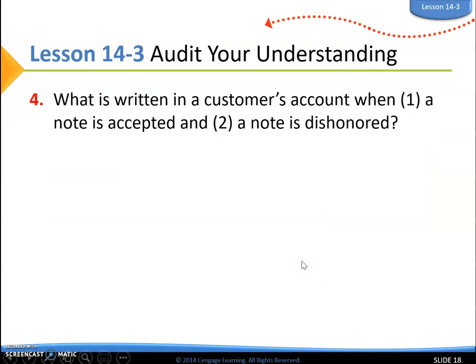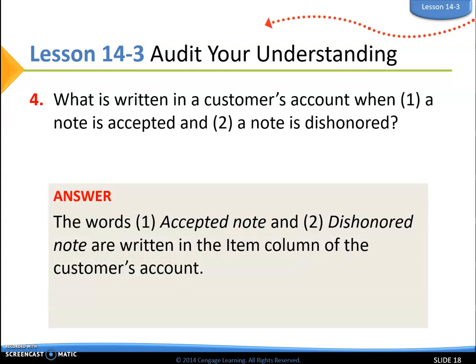Number 4, what is written in a customer's account when 1, a note is accepted, and 2, a note is dishonored? So for 1, when a note is accepted, we would write accepted note in the item column of the customer's account. And then 2, a note that's dishonored, we would write dishonored note. Same thing like we were talking about for 14.2. If we're writing off an account and then reopening an account, we want to put that in our item column to make sure that we're understanding what's actually going on in those accounts.